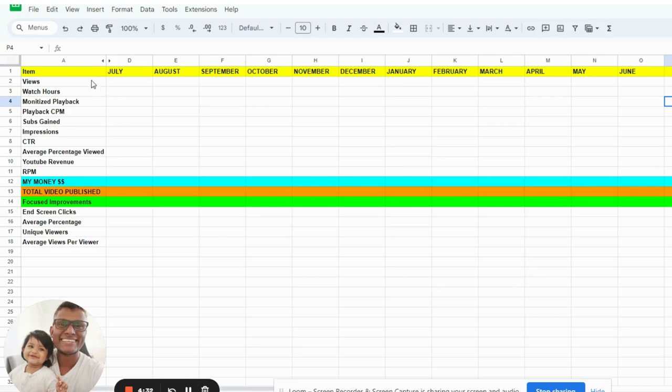So the very first thing that I look at month by month, right? This is a new spreadsheet I just made, just for example purposes. But this is just a very simple Google Sheet that I use because I'm a very simple person. I don't like to overcomplicate things, right?